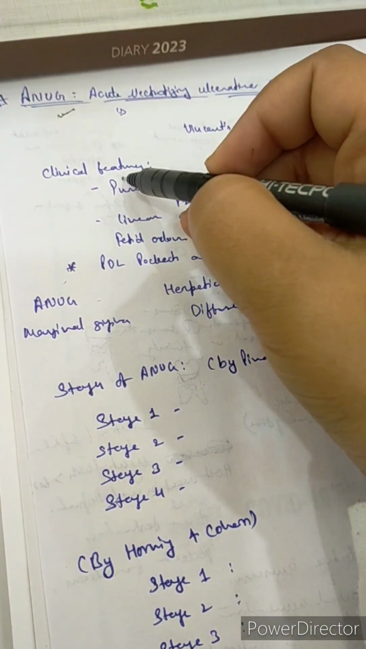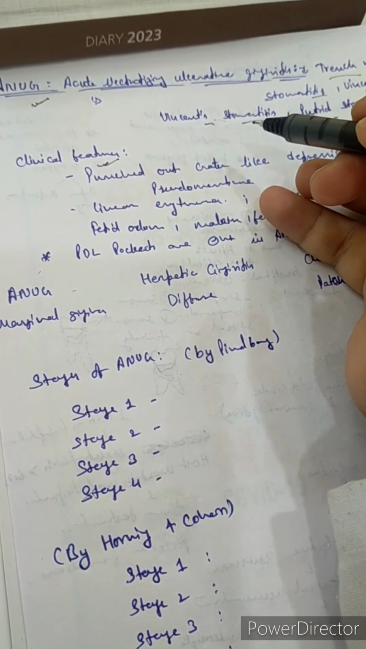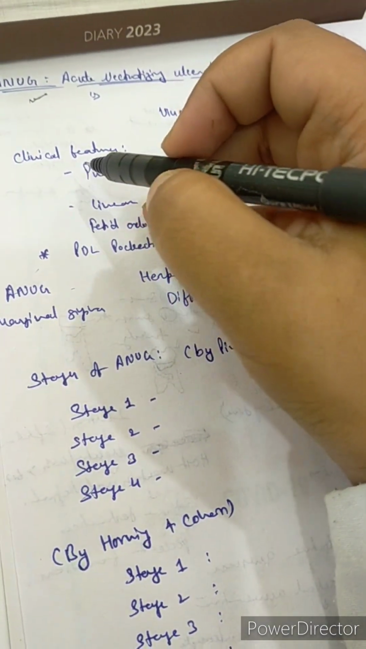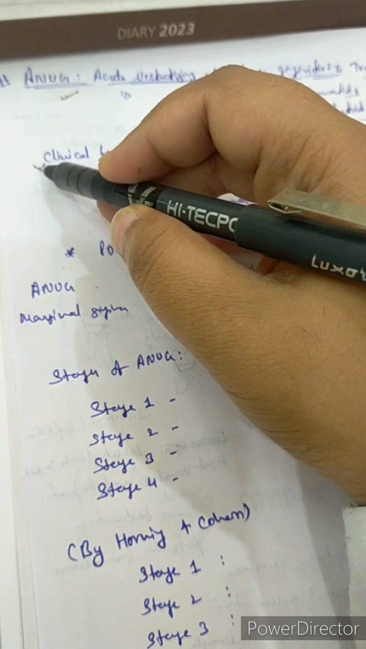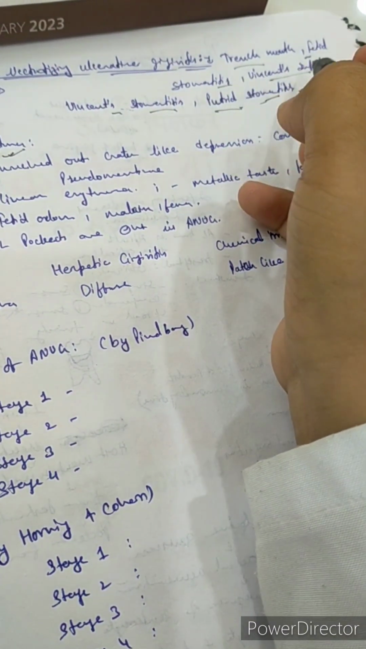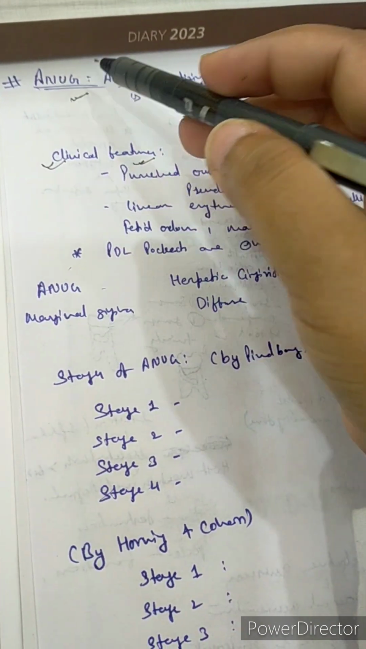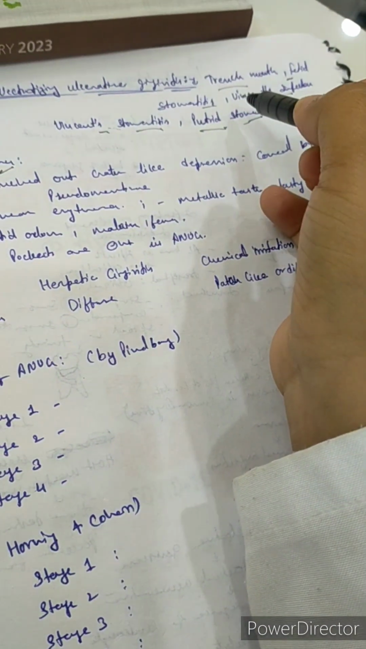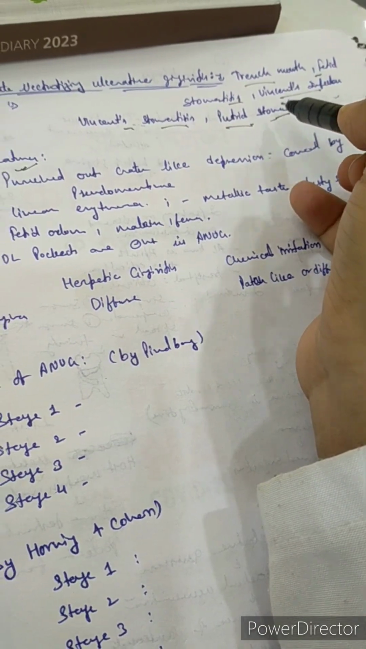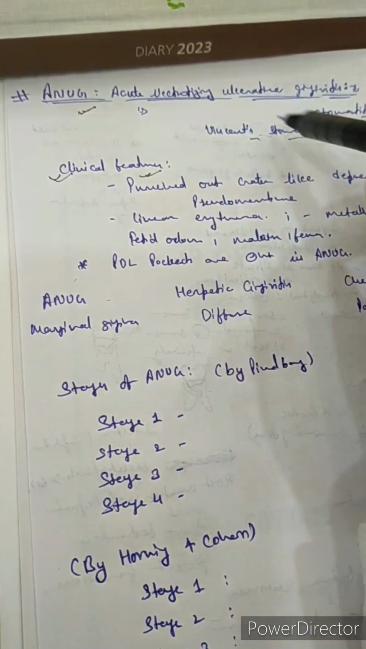So these are all the names that can be referred to. Now, what are the clinical features of ANUG? Frequently questions are asked on this topic, and the main one is the clinical features. The other names can also be used, so they may not directly ask what the clinical features of ANUG are. They can ask you what are the clinical features of Vincent infections or periodic stomatitis to get you confused, although the thing is the same.